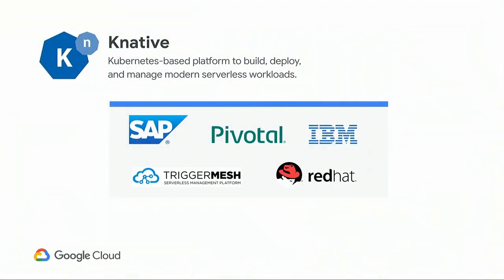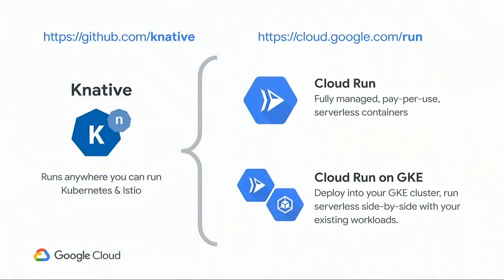It's been community developed. We've been working closely with folks like Pivotal, IBM, SAP, Red Hat, etc., to design a serverless developer experience and a serverless platform that meets the needs of customers. As I mentioned, it's based on Kubernetes and Istio. Cloud Run is our instantiation of Knative. Cloud Run is the fully serverless, fully managed, pay for what you use. You can also run Cloud Run on GKE, and they are both compatible with Knative.